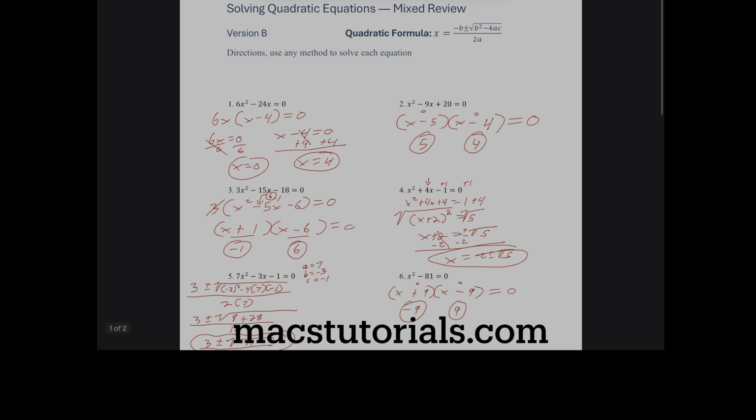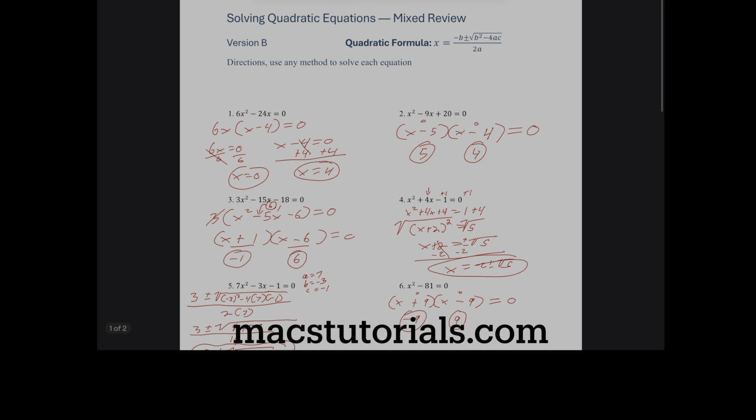Okay, so now that's version B. That's another page of just mixed problems of quadratics and how you would approach these on a test. Okay, I've got one more. So if you feel like you want a little more practice, go on to version C. If not, you are now the quadratics master. Go get an A on that test.